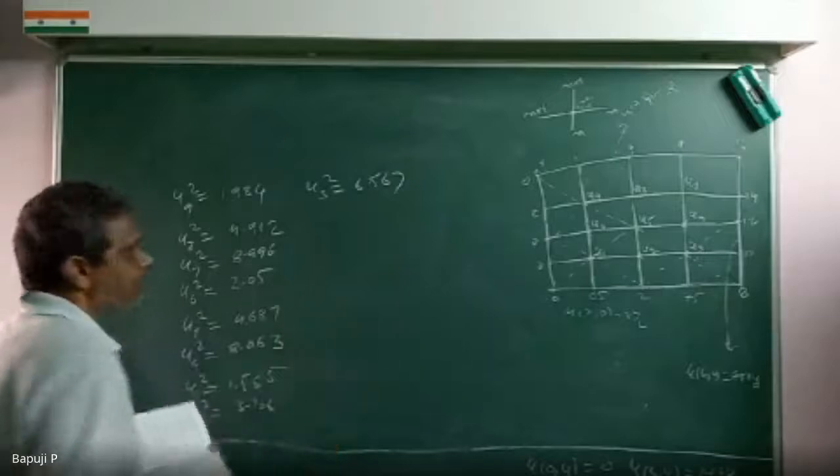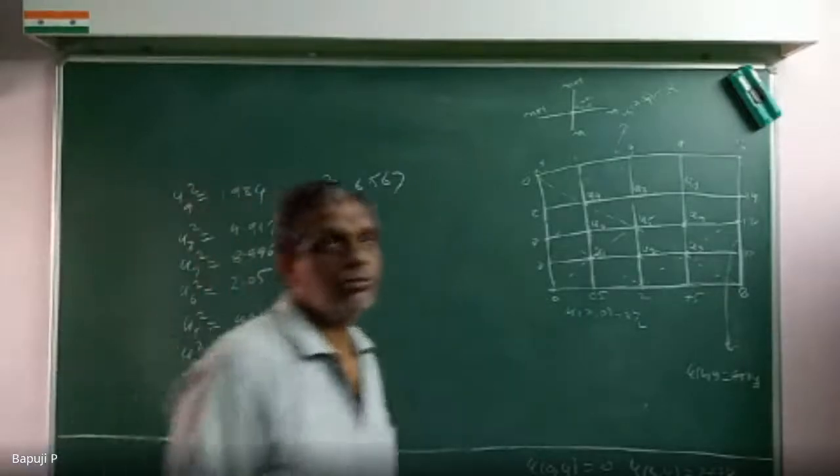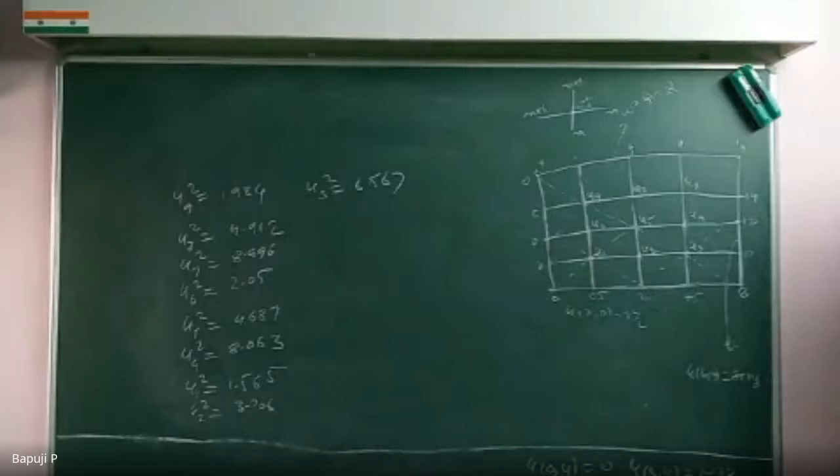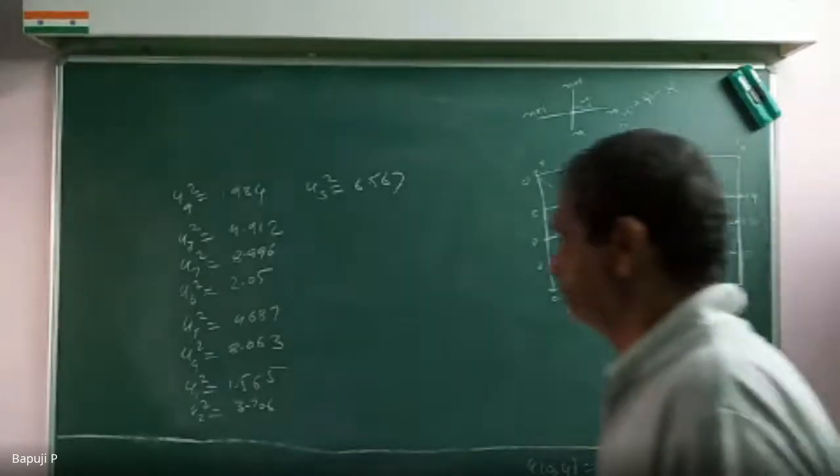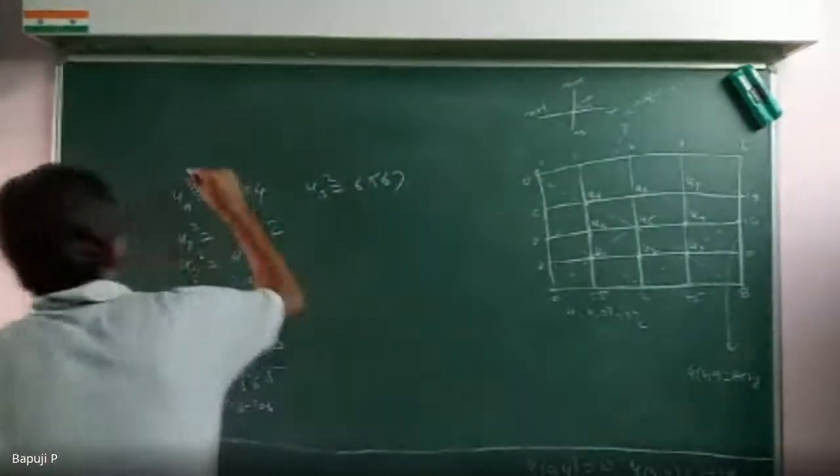See, for reference you can take the values, but open the notes and try to check whether you are getting it or not. This is the second iteration.